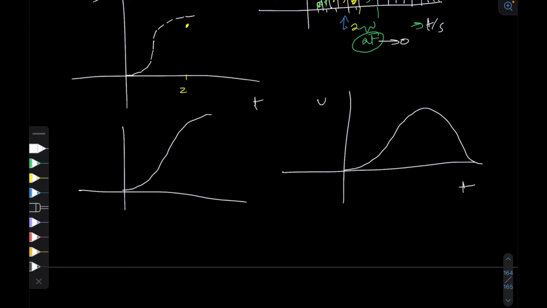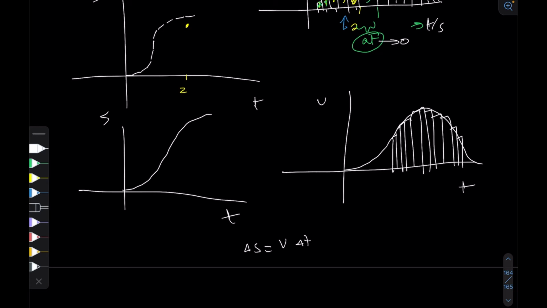Just looking at this graph over here, displacement is just the area under the graph up to that point, simply because the change in displacement is velocity at that point multiplied by the change in time. So the displacement is the area under the curve for the velocity time graph. If I can break up this graph into smaller and smaller rectangles, I'm finding the area of each rectangle simply because I know how to find the area of a rectangle. I could get the area by adding up all the areas of the rectangles.